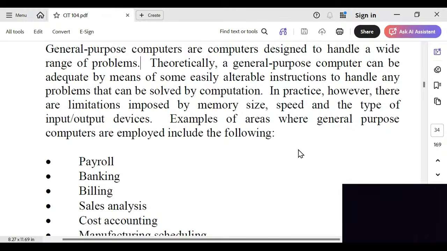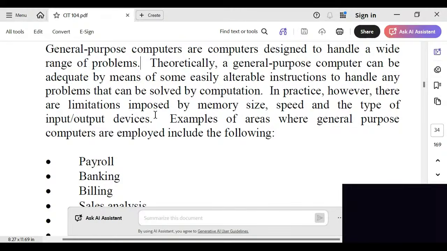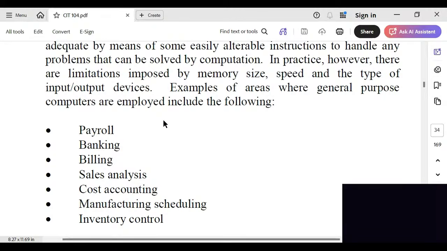So if the memory is not high, you can imagine now. You know that the more things you can carry, the higher the memory you will need. That is the logic. So, where do we find this general purpose computer? Think of anywhere at all.